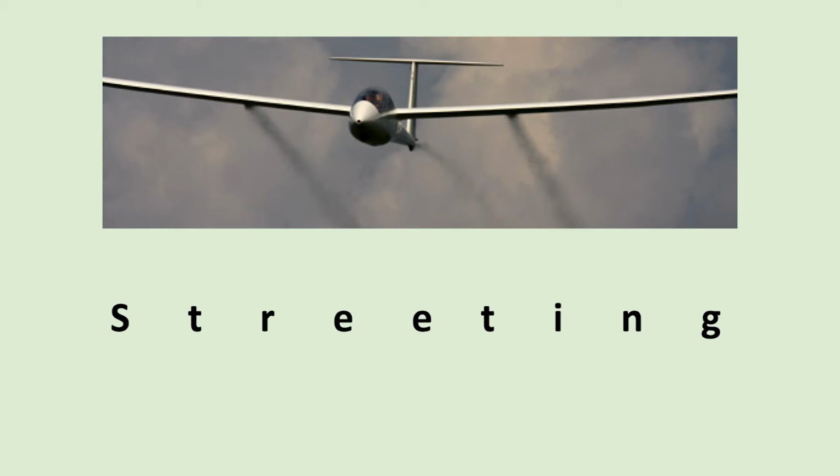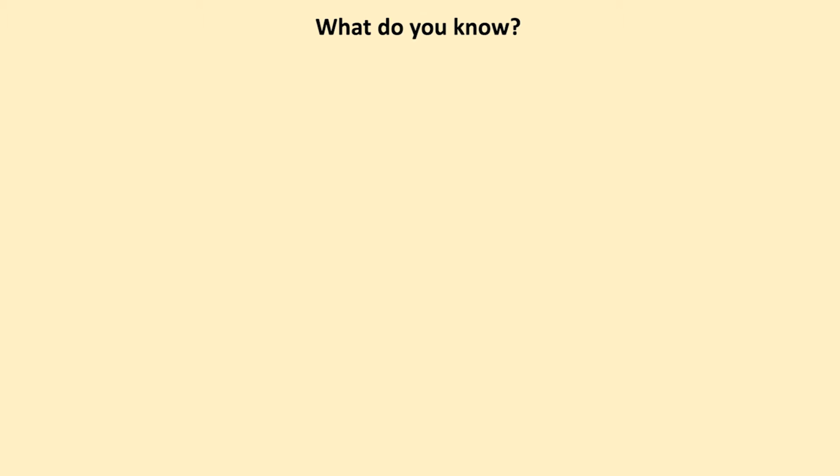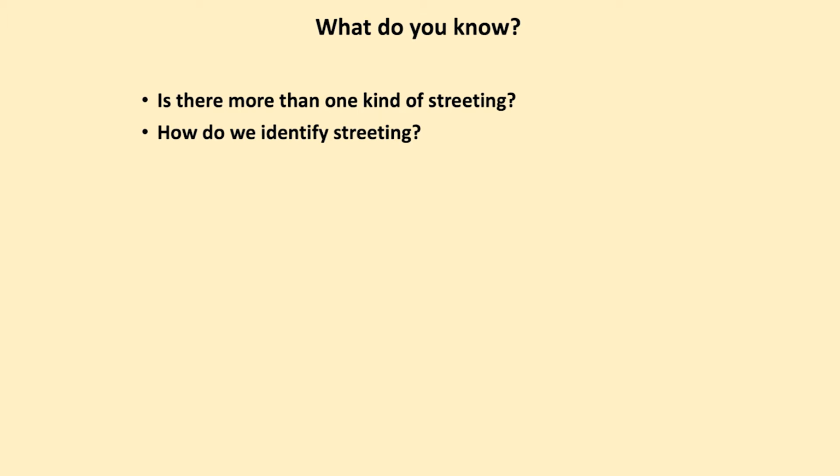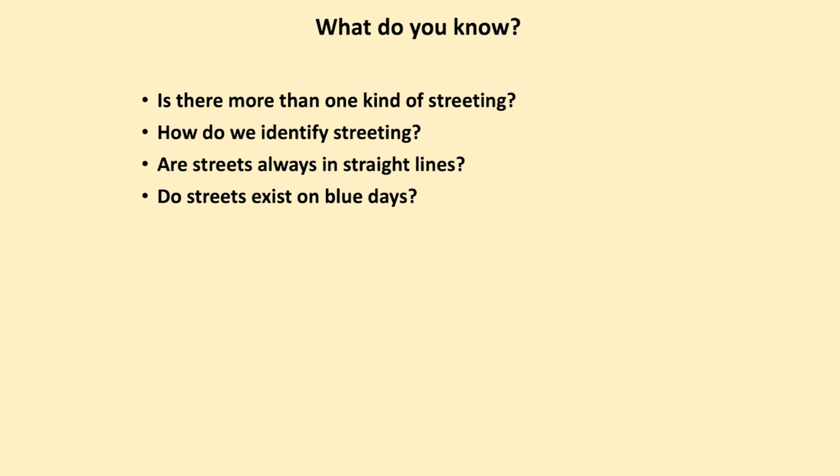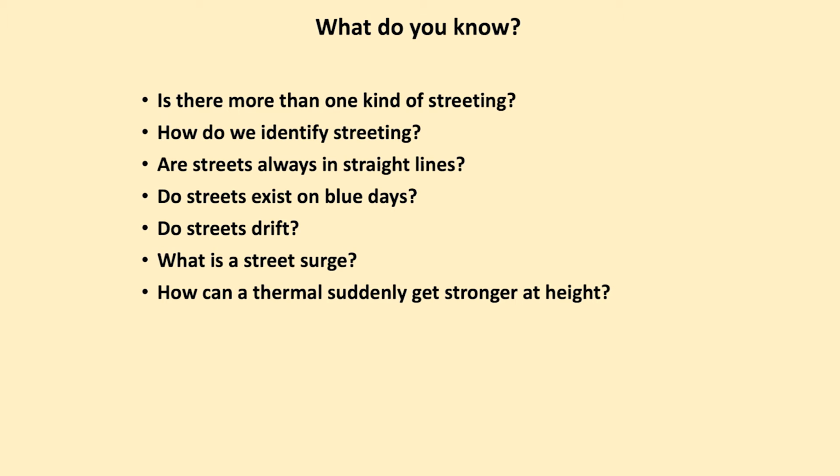Streeting. What do you know? Is there more than one kind of streeting? How do we identify streeting? Are streets always in straight lines? Do streets exist on blue days? Do streets drift? What is a street surge? How can a thermal suddenly get stronger at height? How do we best use streeting?